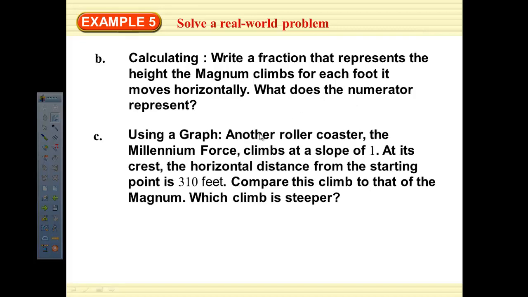And then for the third part of this, we're going to look at another roller coaster, Millennium Force, which climbs at a slope of 1. Now the horizontal distance this time is 310, and hopefully you know that if it has a slope of 1, it goes up 1 over 1, up 1 over 1. If it went up 2, it would go to the right 2. So therefore, if it goes to the right 310, it's also going to go up 310. So we're going to compare the slope of the Millennium Force to the Magnum XL200. Okay?